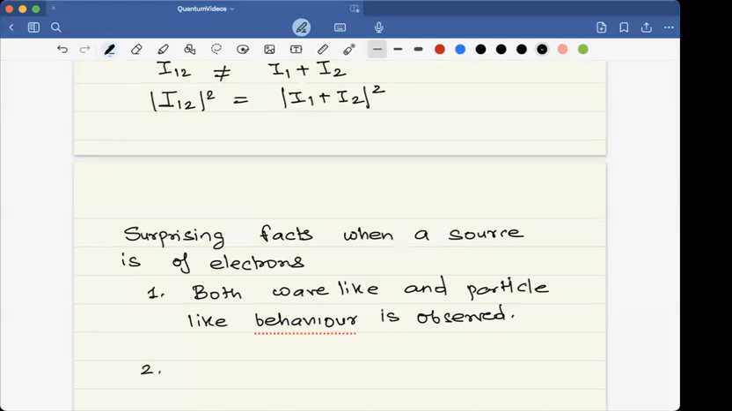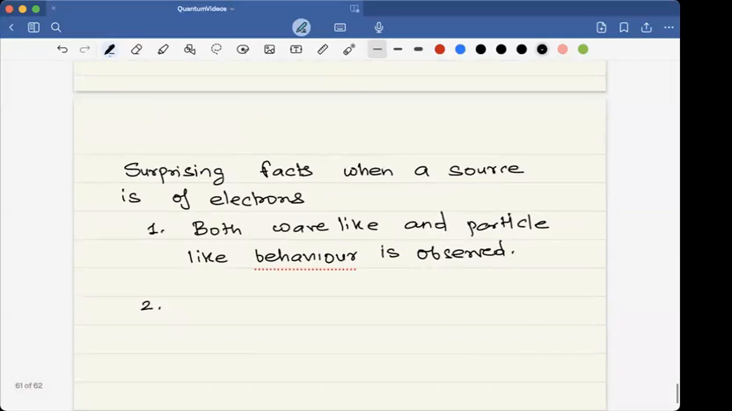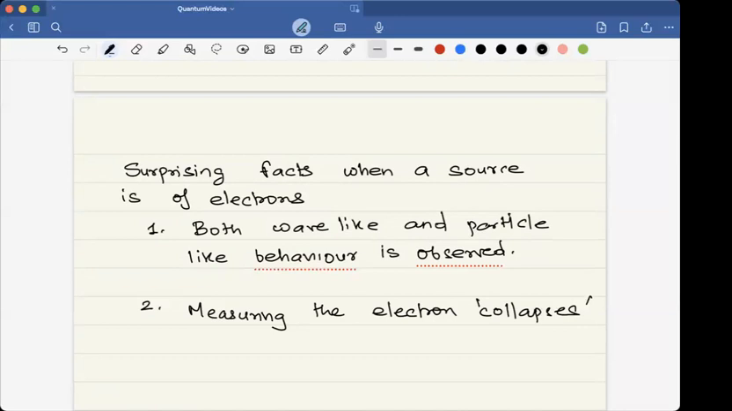Secondly, when we have the detectors, the electron seems to be disturbed. So measuring the electron collapses the wave-like structure, and we are not able to observe the interference pattern.